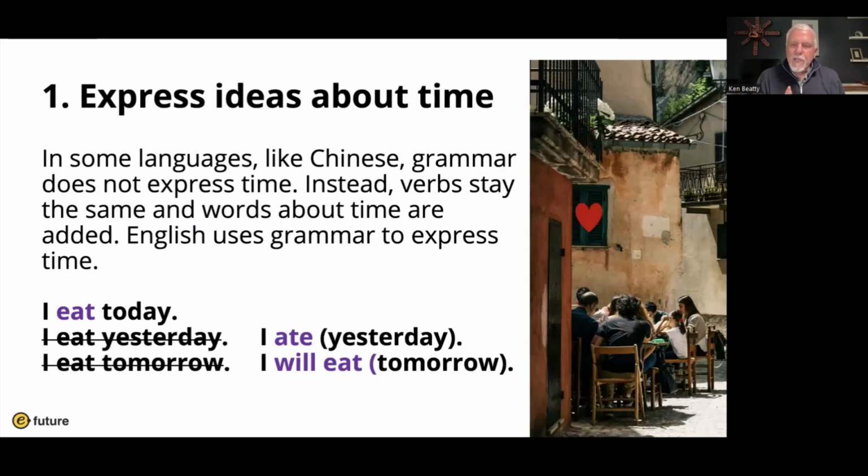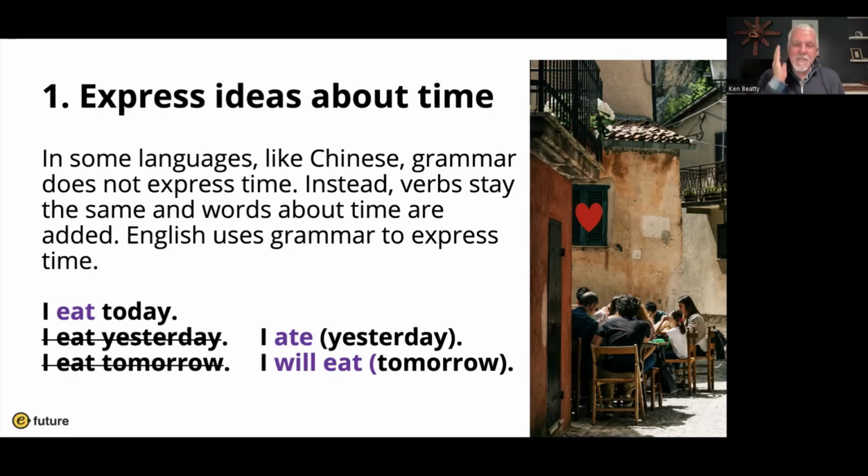The first thing that grammar does is it expresses ideas about time. And I'm going to focus, of course, on English grammar here, but use a couple of examples from different languages. I lived in China. For 4 years, I lived in Hong Kong. For 12 years, I did my PhD in curriculum studies and computer-assisted language learning there. And so I'm somewhat familiar with Chinese, more so than many other languages. But in some languages like Chinese, grammar does not express time. It does not.